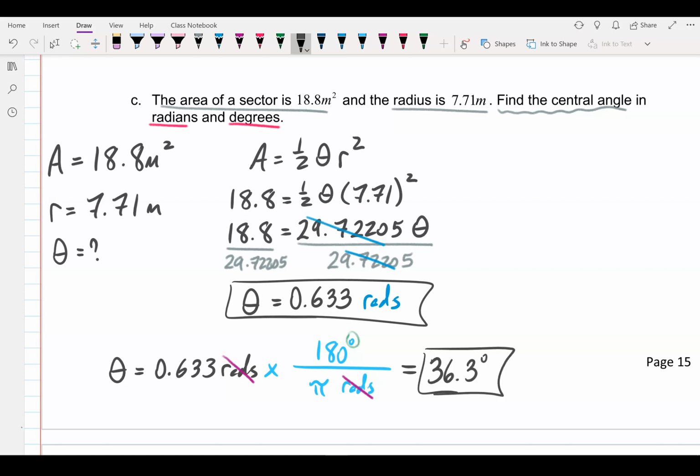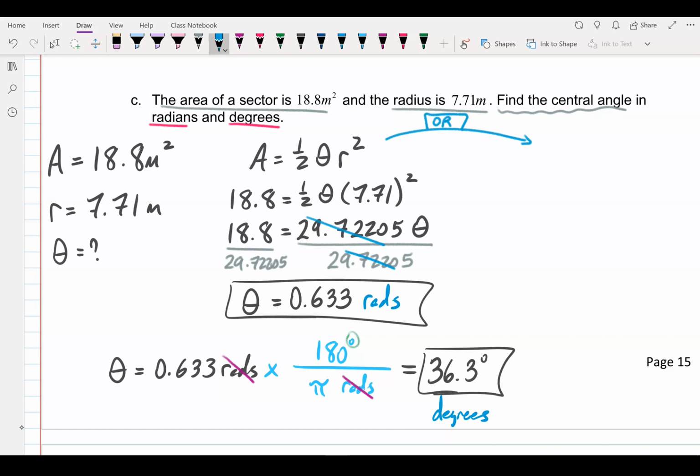All right, and that's it. That's the whole answer for this question. That's our degrees answer. So we've got our radians answer, we've got our degrees answer. You can stop the video right here, but I recommend that you take one quick look at an alternate way you could have done this question.